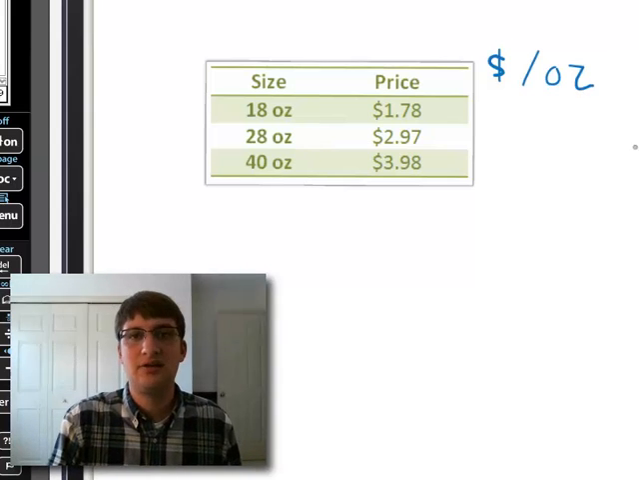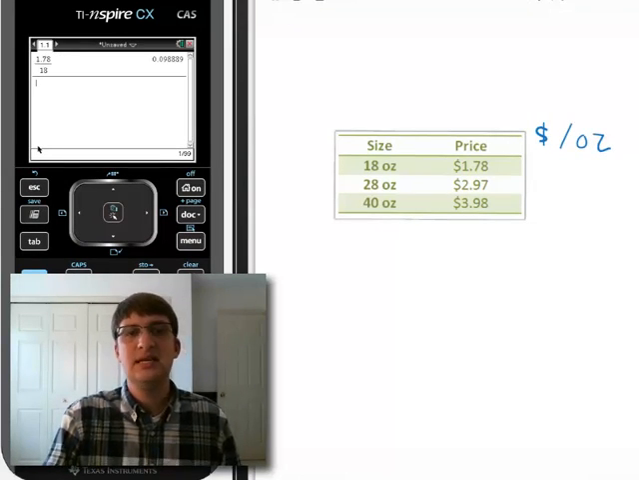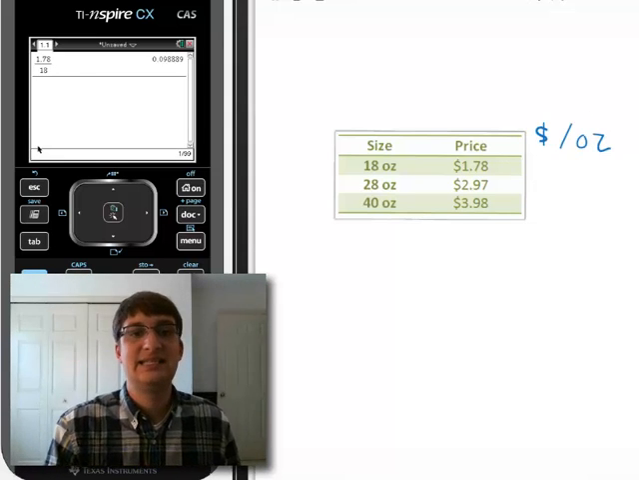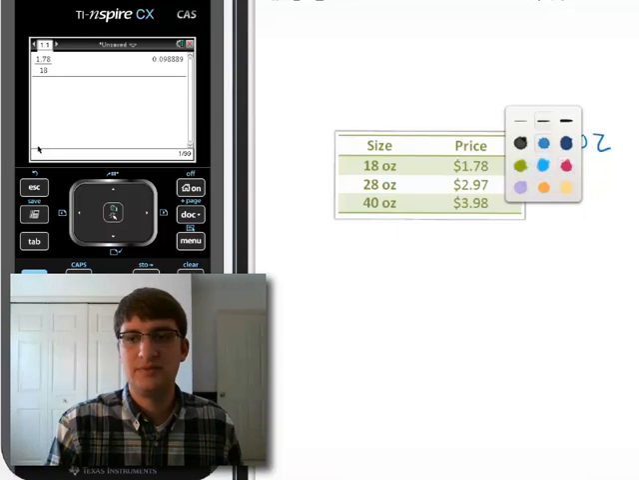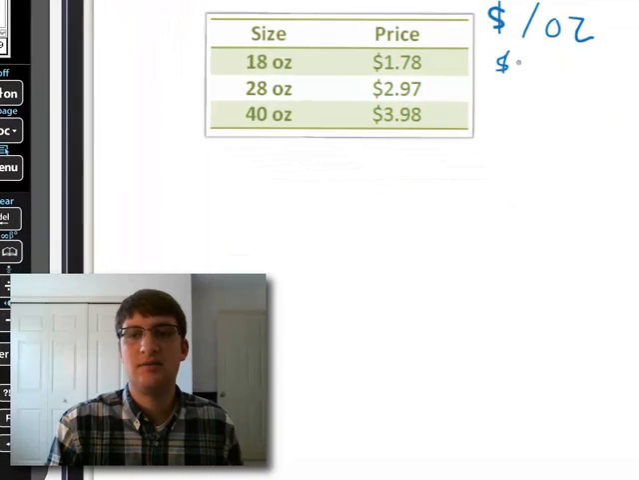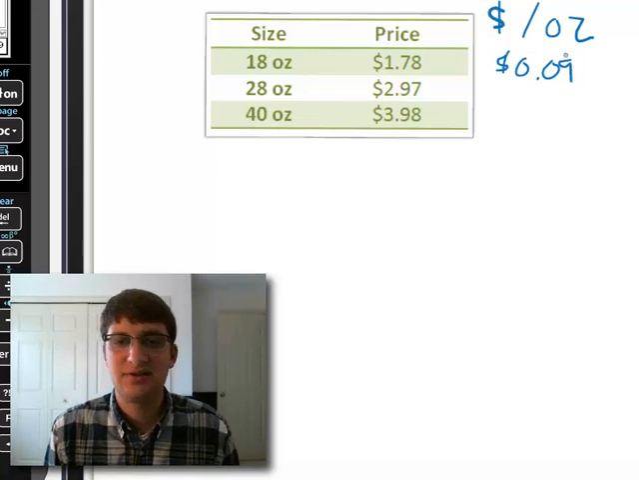So let's go ahead and do that on our calculator. What is $1.78 divided by 18? And that will give us our price per ounce. That is showing me that that is 9 cents. Okay, so I'm just going to go ahead and write here the dollar amount, which is 0.09. So that is the price per ounce of that first jar.